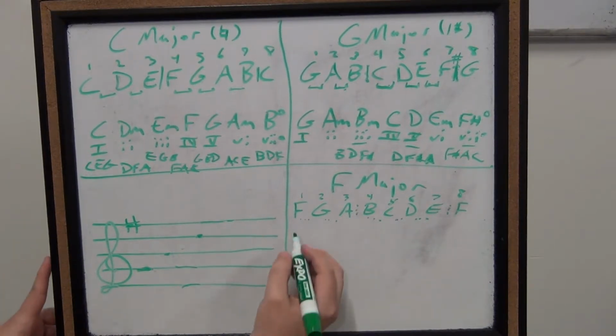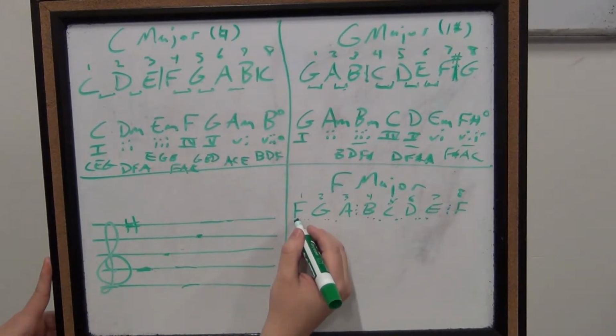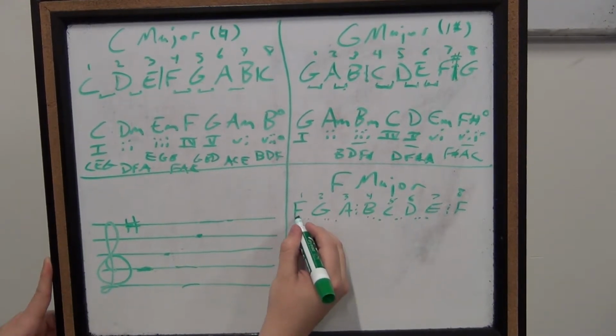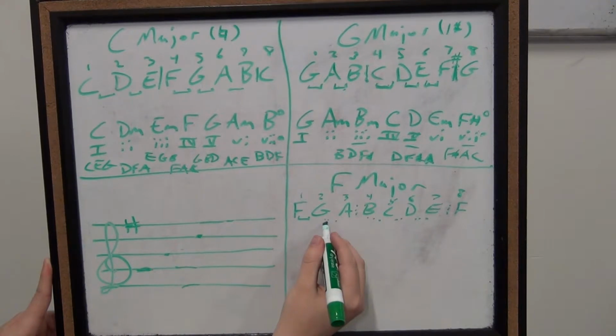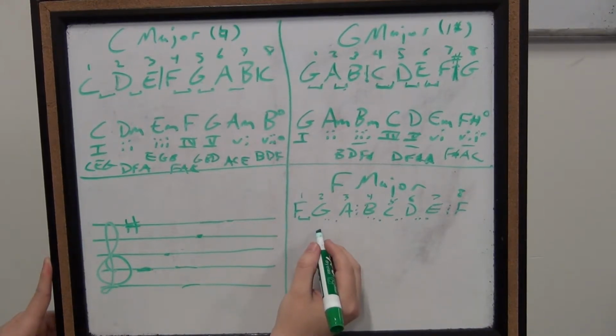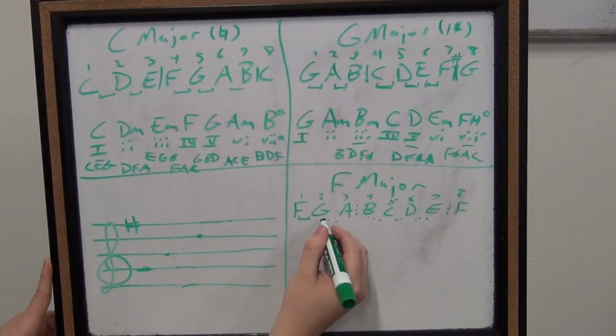Okay? So F to G, what is it? It's a whole step. What do we want? A whole step. So what do we do? Nothing. G to A. What do we want? A whole step. What is it? A whole step. So what do we do?